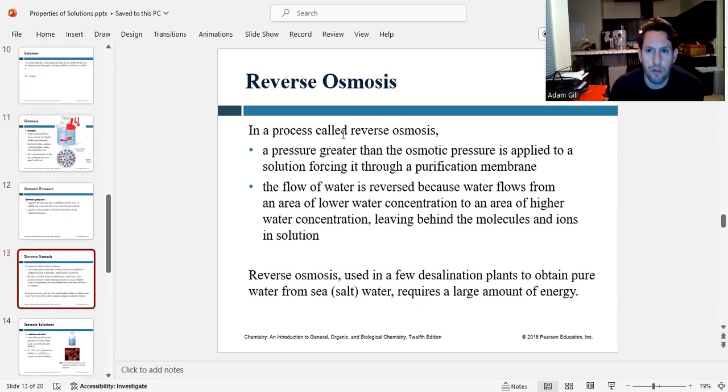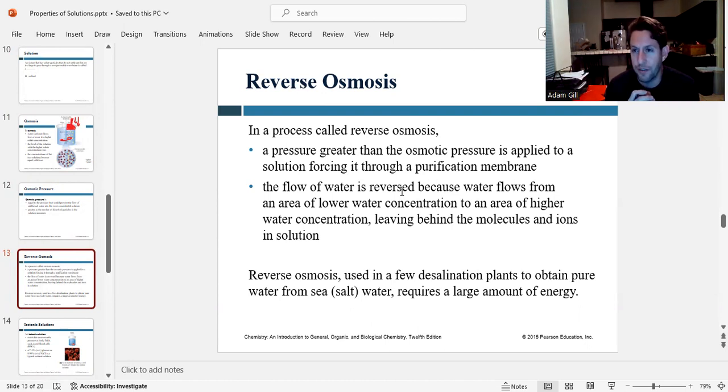And that's what we call reverse osmosis. So reverse osmosis, you apply a greater pressure than osmotic pressure, and you force water molecules to move away from the solute. And this is actually how we purify ocean water. A lot of countries in the Middle East, like the United Arab Emirates, don't have a lot of rainfall because it's a desert.